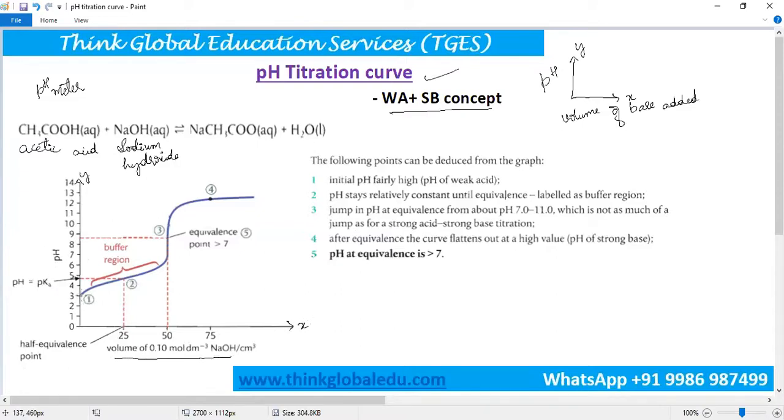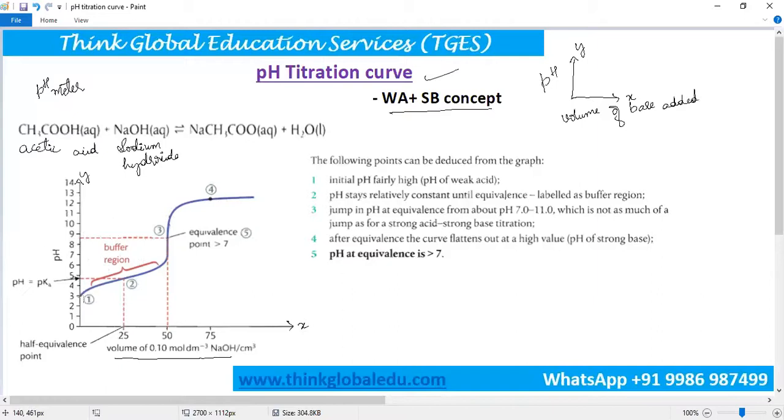Over here we can see a curve which is slowly increasing, then a steep, nearly straight line parallel to the y-axis, and as the volume of NaOH increases, the curve attains a steady state. This is a curve for a weak acid and strong base neutralization reaction.